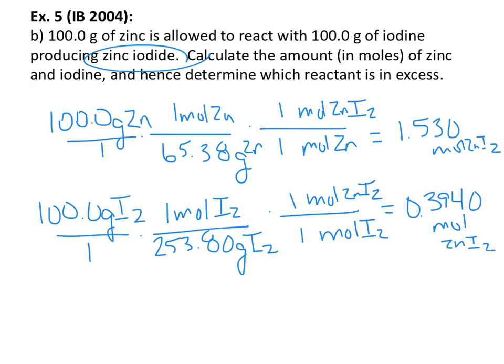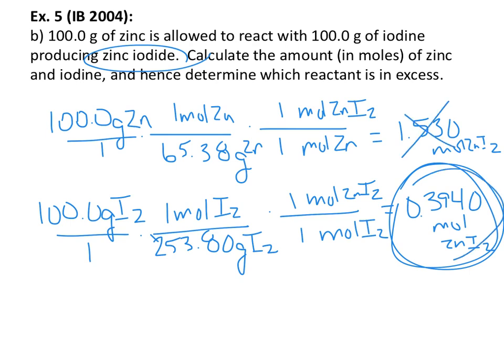Basically, based on each one acting independently, I could produce either 1.5 moles or 0.39 moles. It's always the lower one. Once I have produced 0.39 moles, I am out of I2. How can I make ZnI2 if I have no more iodine? I can't. So I will never be able to make 1.5. I will only be able to make 0.3940. So that is the amount of zinc iodide in moles.